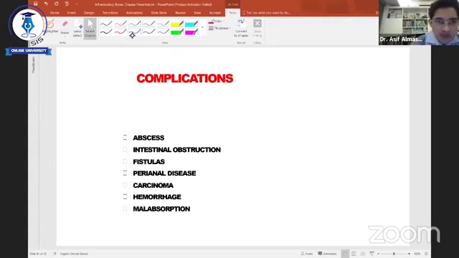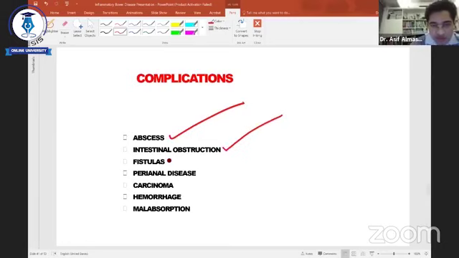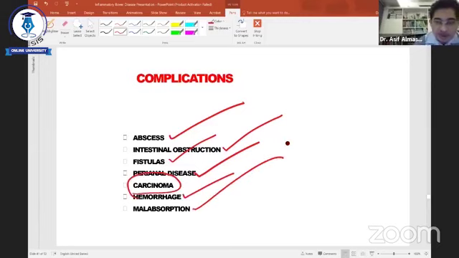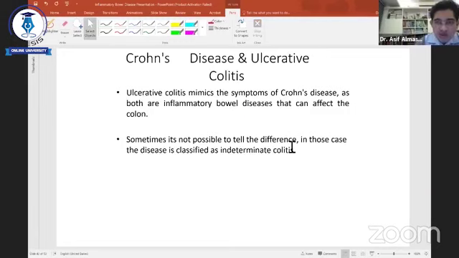So complications are abscess formation, stricture which will result in intestinal obstruction. There may be fistula, different types of fistula we have discussed. Perianal disease, rarely there may be a malignancy. Hemorrhage, malabsorption, all these are very common. Crohn's disease and ulcerative colitis, we have discussed many times about the differences, but at undergrad level, that is the most important thing that should be discussed.